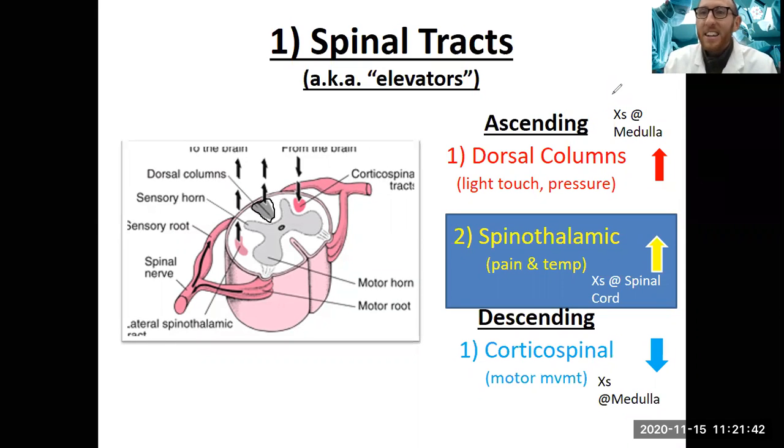It's the pain and temperature. So pain, temperature, we're talking the free nerve endings of the skin, and it would take it in and it would travel up these areas here, the spinal thalamic tract. So the spinal thalamic tract deals with pain and temperature, ascending, going up to the brain to tell you you're in pain or you're feeling some heavy temperature.